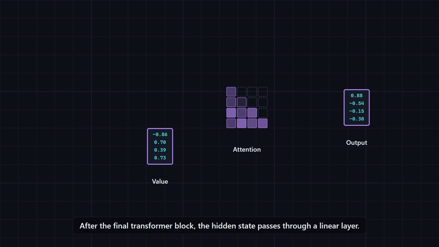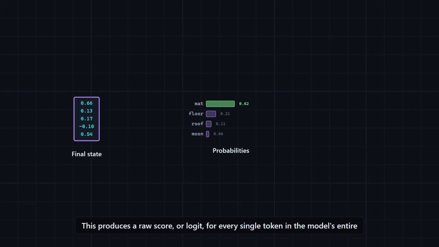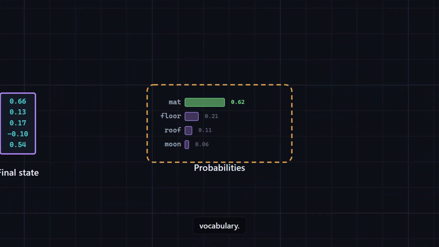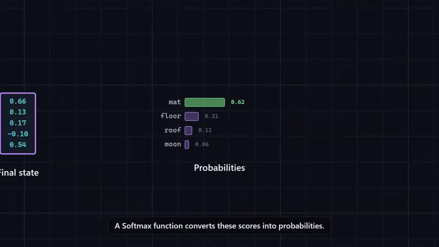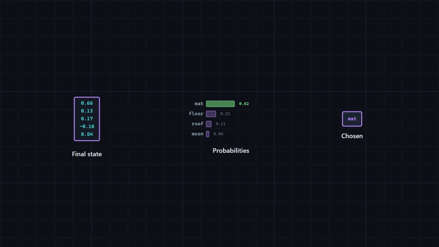After the final transformer block, the hidden state passes through a linear layer. This produces a raw score, or logit, for every single token in the model's entire vocabulary. A softmax function converts these scores into probabilities. Finally, sampling techniques like temperature or top P select one specific token ID to be output.